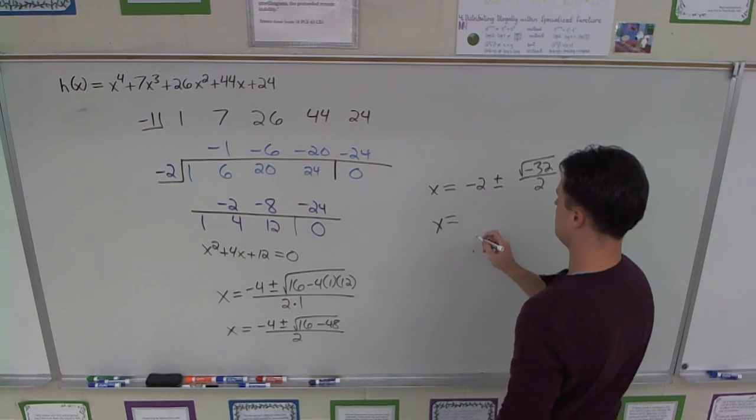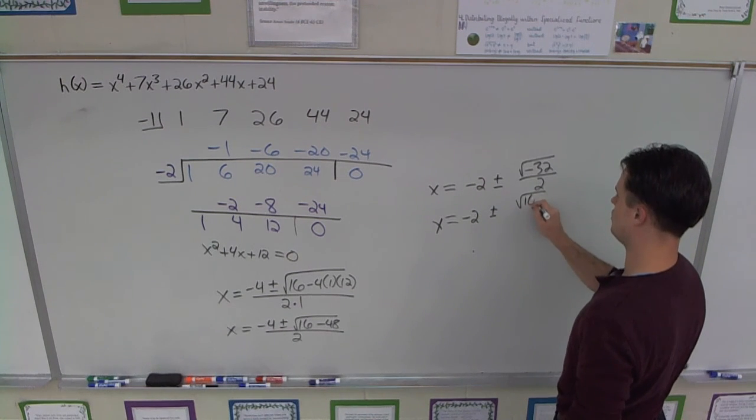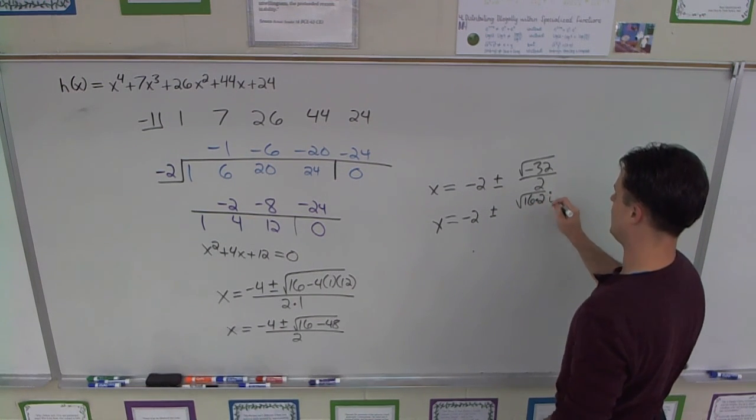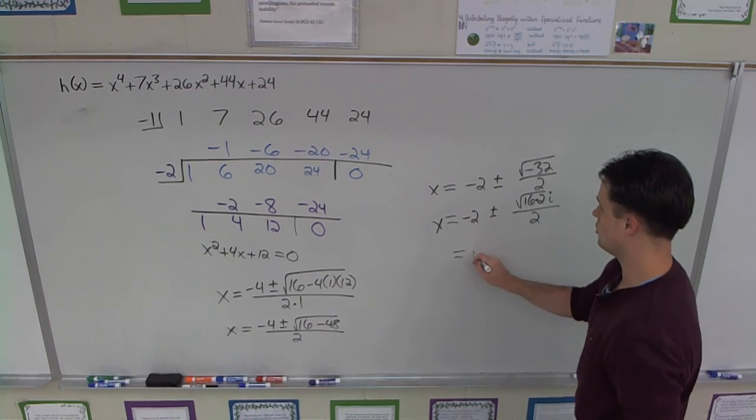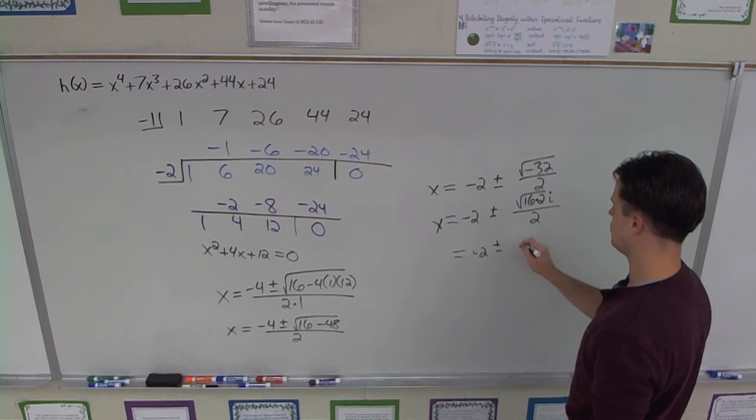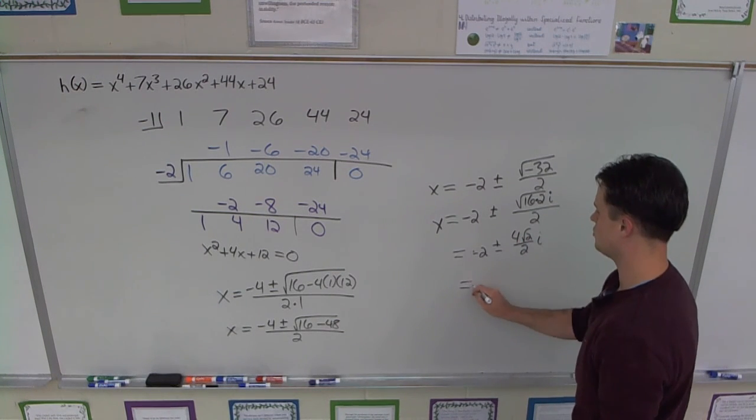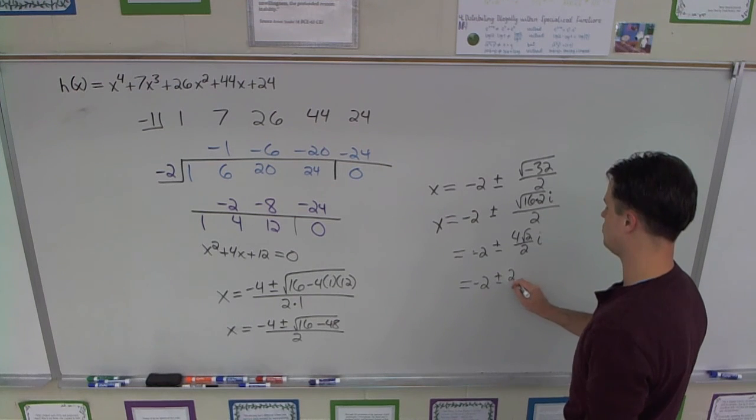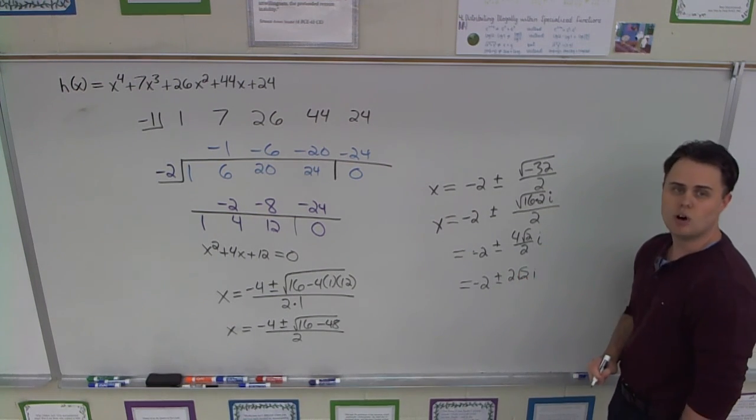So that's going to be x equals -2 plus or minus the square root of 16 times 2i, because the square root of a negative is of course imaginary. So that's going to be -2 plus or minus 4 root 2 i over 2, which is -2 plus or minus 2 root 2 i. So I think I've done all my work now.